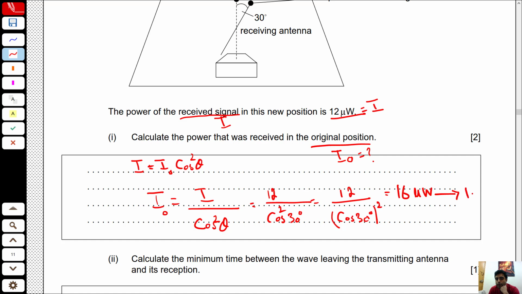Micro means 10 to the power -6 watt. If you want to further convert it into standard scientific form, then you just move one decimal place backward. It becomes 1.6 times 10 to the power -5 watt. Or you can just keep the answer as it is here. 16 microwatt is the original intensity that was incident on the received signal before passing through a polarizer at an angle of 30 degrees. Okay.